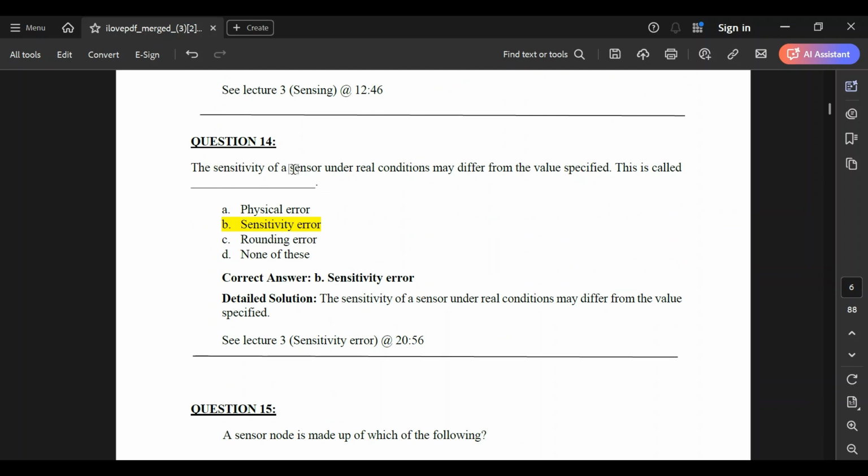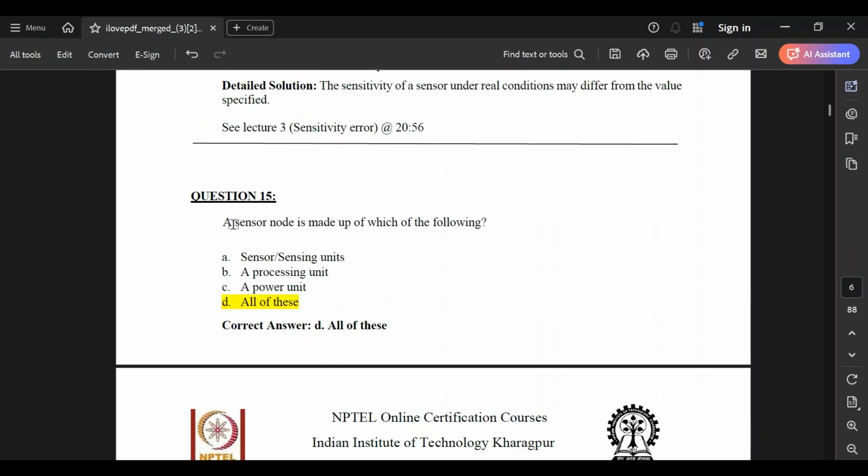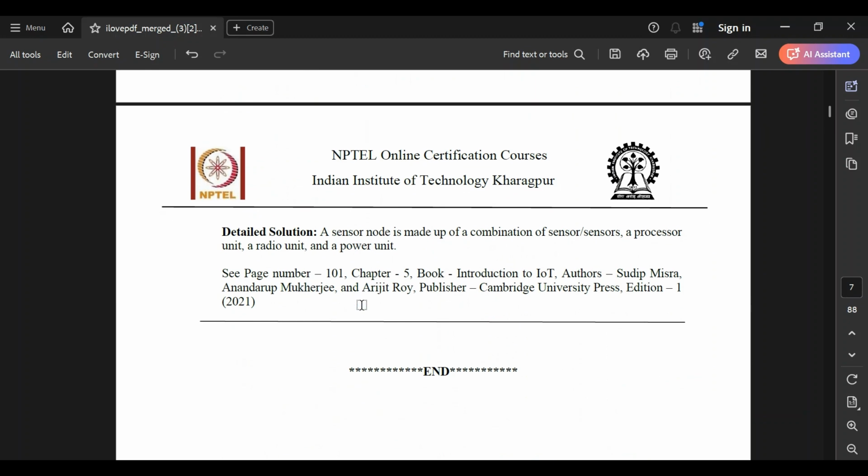The sensitivity of a sensor under real conditions may differ from the value specified. This is called sensitivity error. So you should know this. A sensor node is made up of which are the following. So all of these are there: sensor, sensing units, processing unit, power unit. So all these are the requirements.